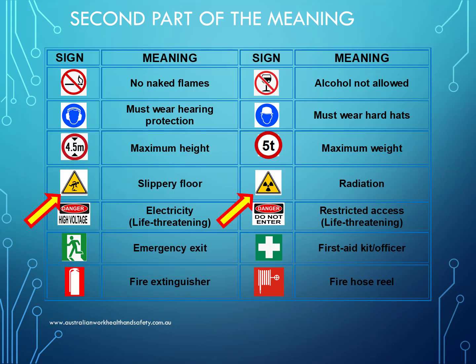Next are the hazard warning signs indicating hazards that could cause harm, for example, slippery floors or radiation. Below these are the life-threatening hazards of high-voltage electricity and restricted access. Emergency information is always on a solid green background, such as informing where to exit in case of emergency, who are the first aid officers, and where the first aid kits are. On the bottom line are fire information signs that always have a solid red background, indicating where the portable firefighting extinguishers or the fire hose is located.